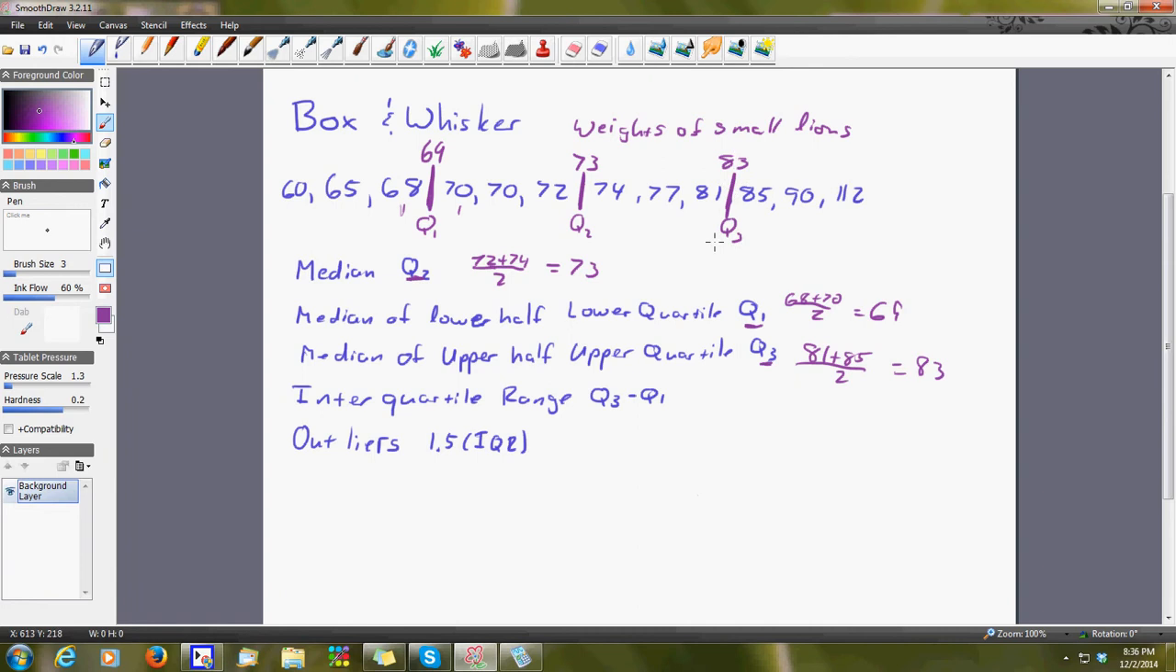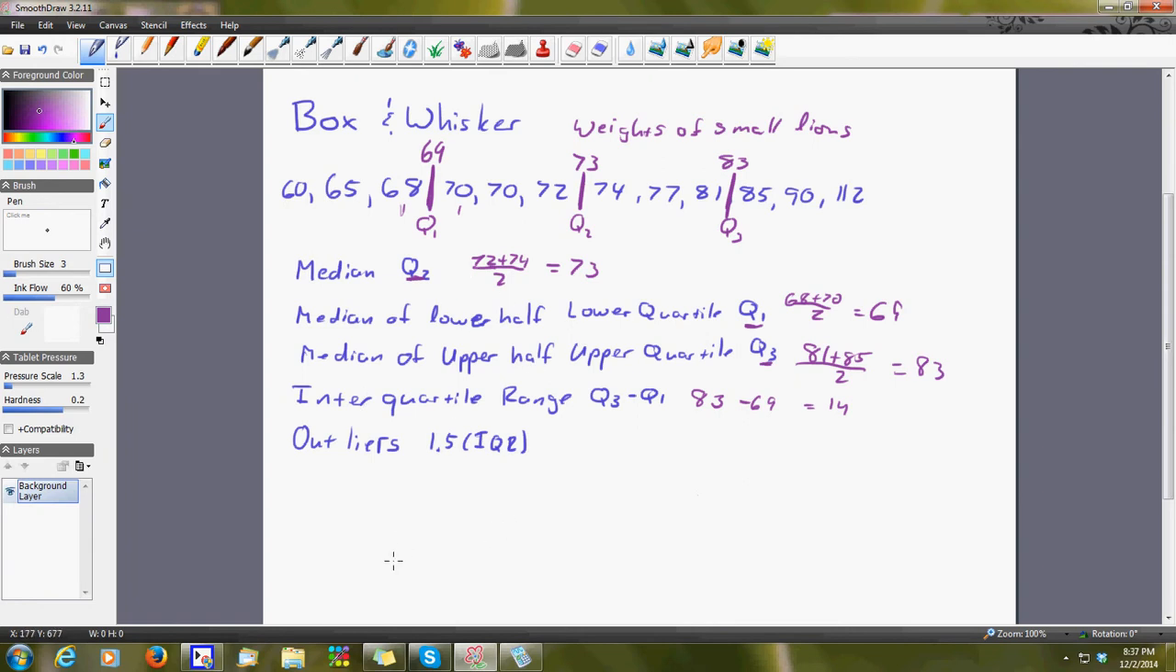This is 75% of the scores are less than 83. 25% are less than 69. 50% are less than 73. 75% are less than 83. Now, to find the interquartile range, you take 83 minus 69. Let's see. That's going to be 14 points. All right. And now, before I go on to outliers, I'm going to just graph this.